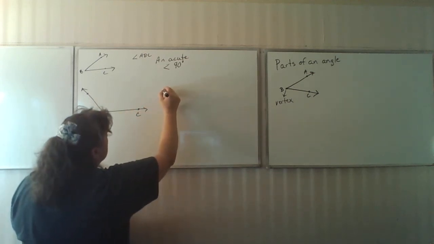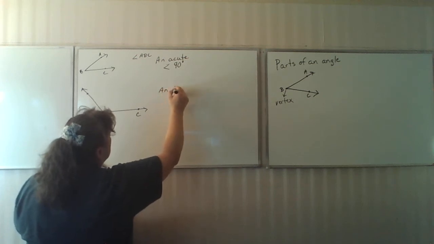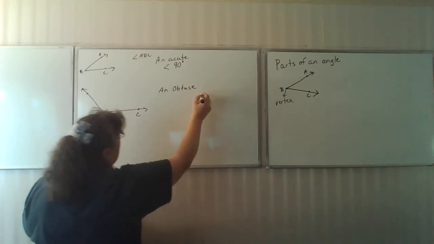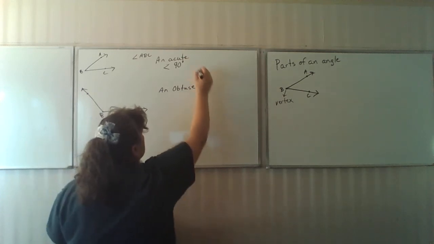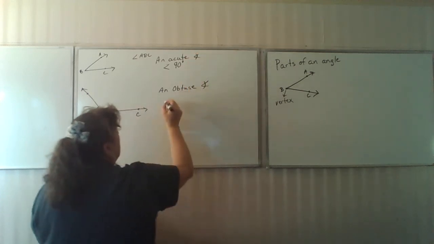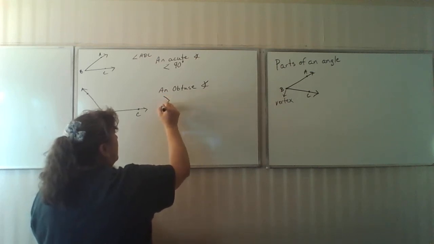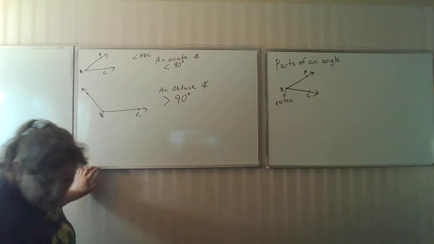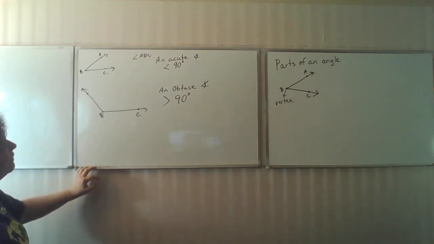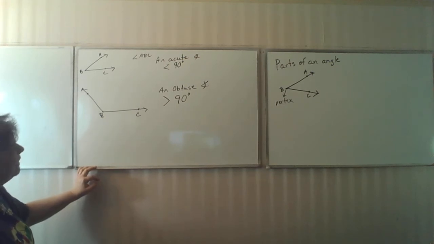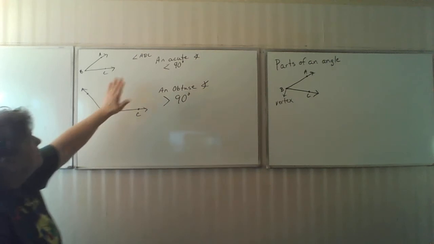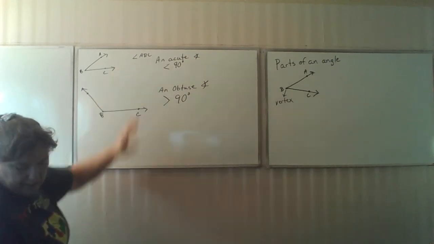This angle is an obtuse angle. This is an obtuse angle, and I'm going to use the angle symbol for both of them, because it is greater than 90 degrees. It is also less than 180 degrees. Okay? So it's between 90 and 180. This one is between 0 and 90.